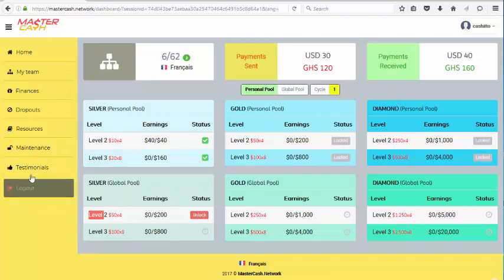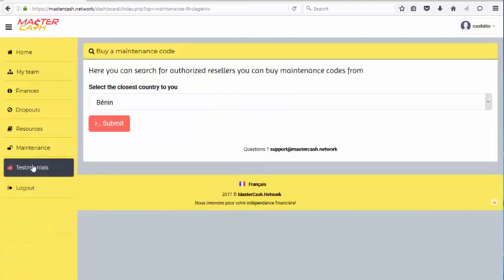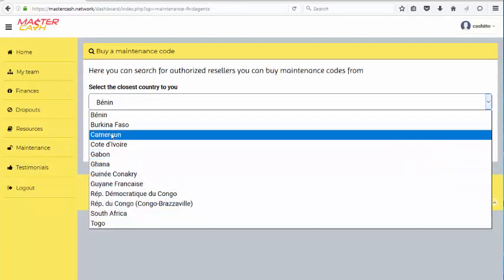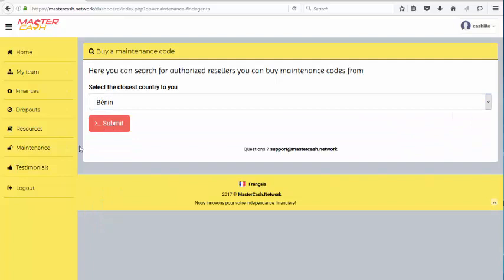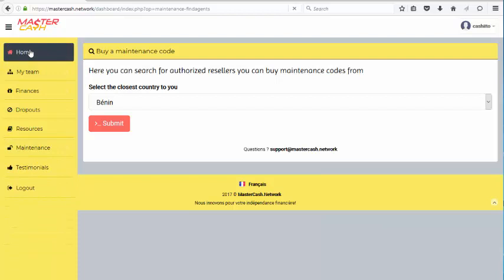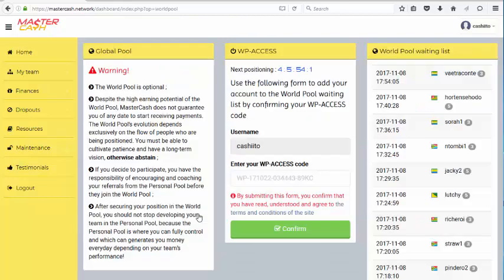Now take a look. This access code can be bought from any of the agents under the maintenance menu. You go to the maintenance menu and you click on buy a code. When you click on buy a code, you can look for an agent in a country near you and buy a code from that agent. After you have bought that code, you come back to your account, then you click on unlock under the global pool.